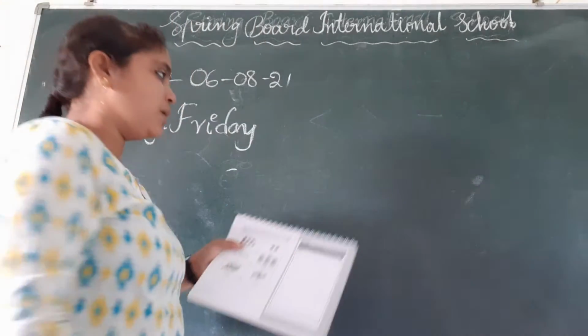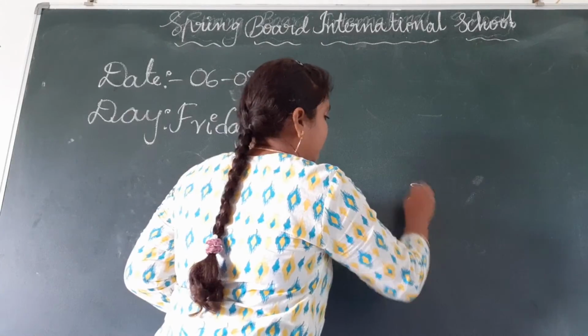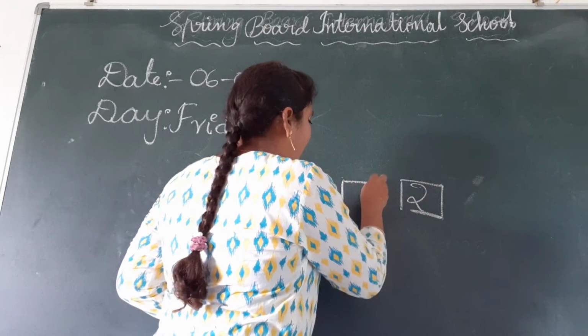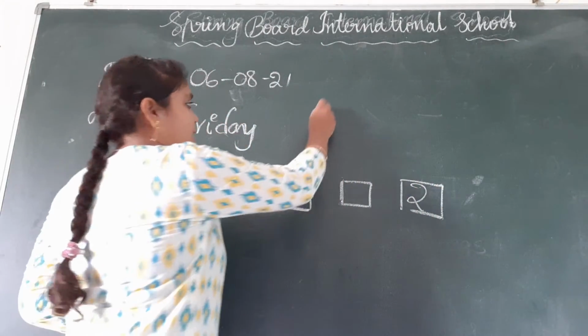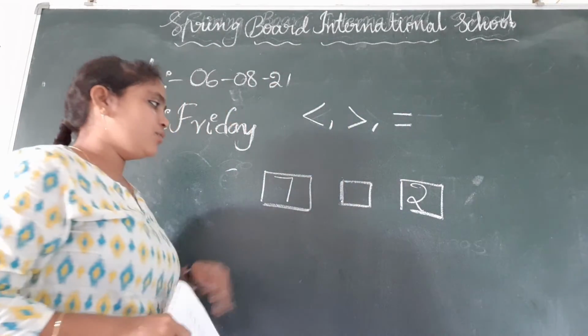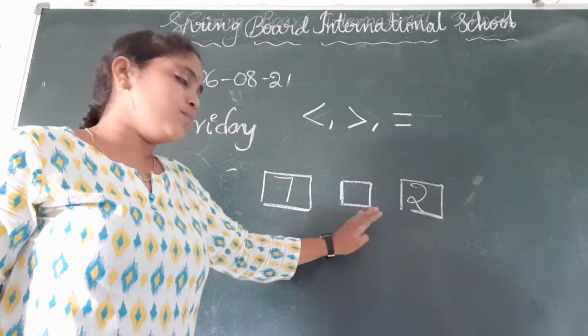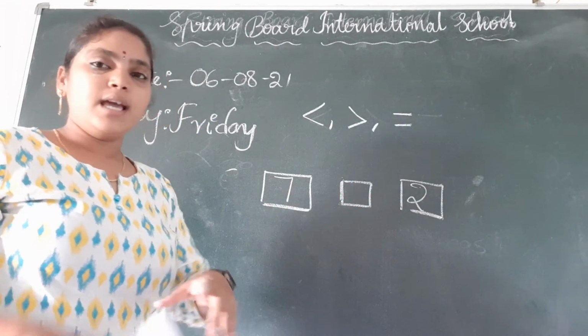So for example, here first 7 balls and here 2 balls. Now in the middle you have to fill in the correct symbol: less than or greater than or equal to. You have to check it, children. Is 7 bigger than 2 or smaller than 2? And write the correct symbol.